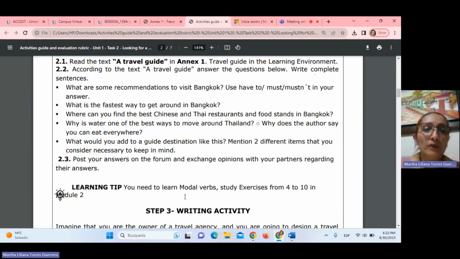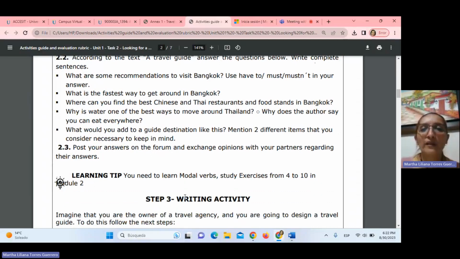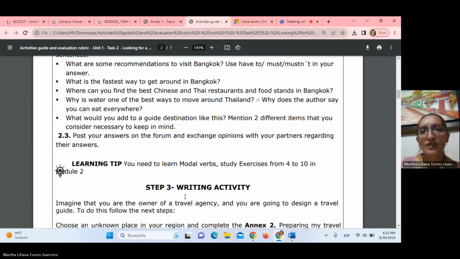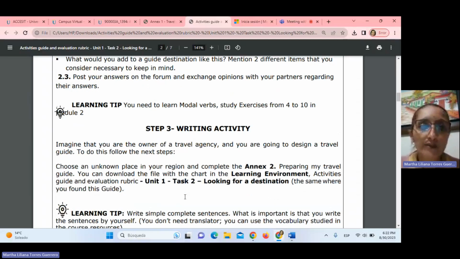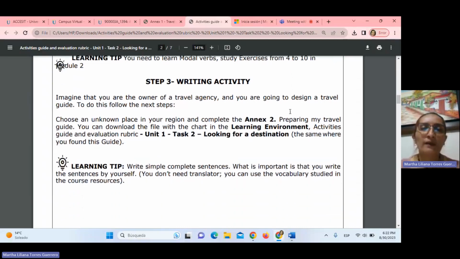When you answer all the questions, please post your answers on the forum and, of course, exchange opinions with your classmates. What are the topics that you must study to write those answers? Modal verbs, which are exercises from 4 to 10 in the model number 2.